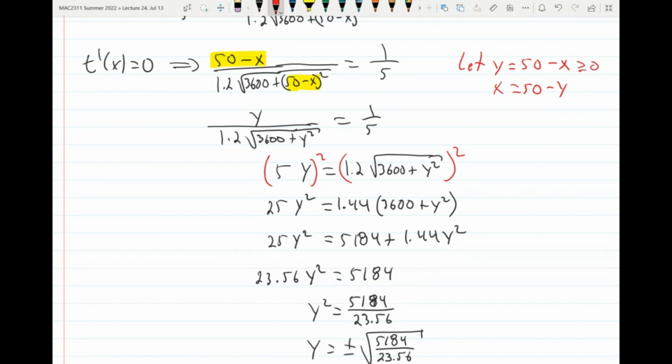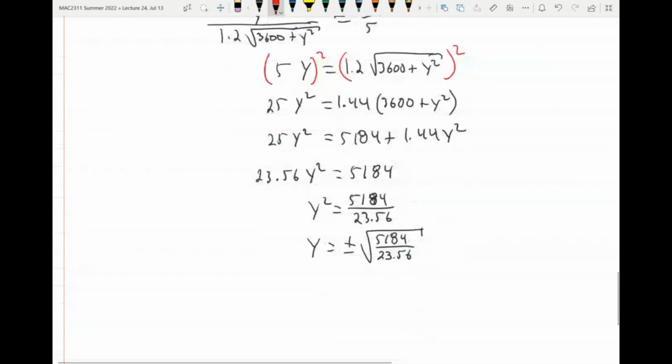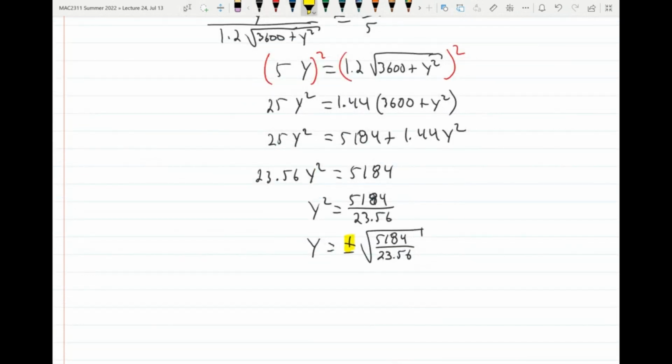So this is greater than or equal to 0. Okay? If x is less than 50, then that will be positive. If x equals 50, that will be 0. The point is that it's never negative, therefore we're picking the positive option here. Okay? And by the way, 5184 has a nice square root, 72. So y equals 72 over the square root of 23.56.